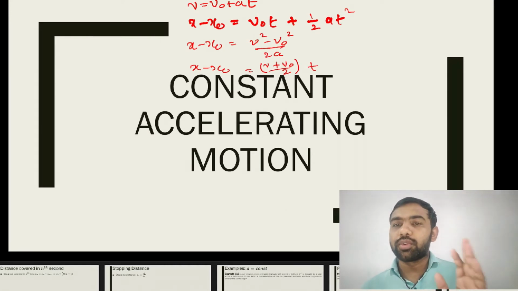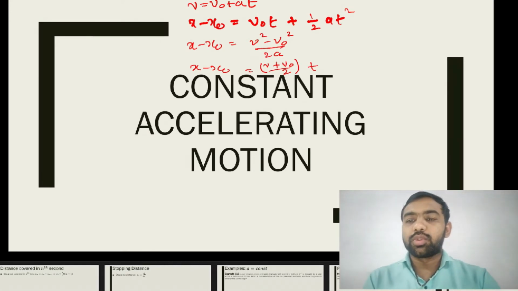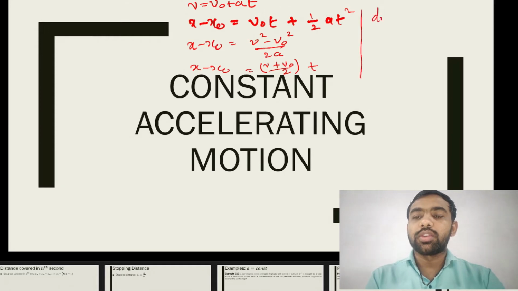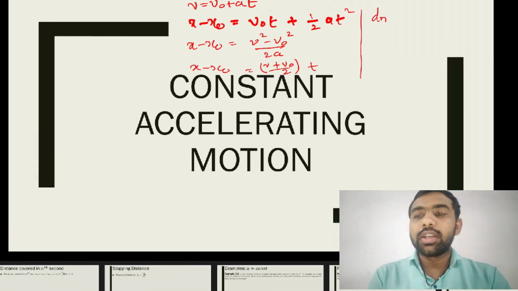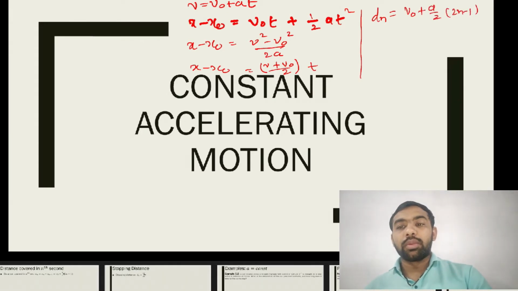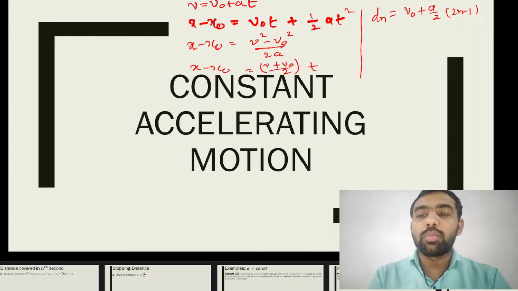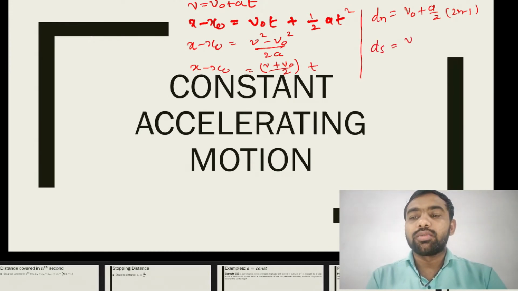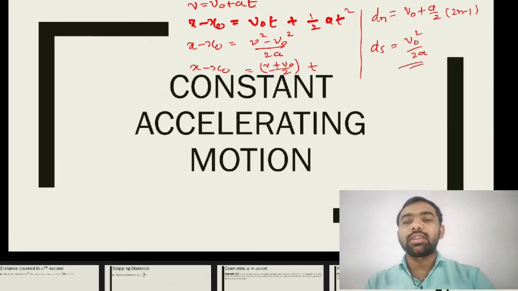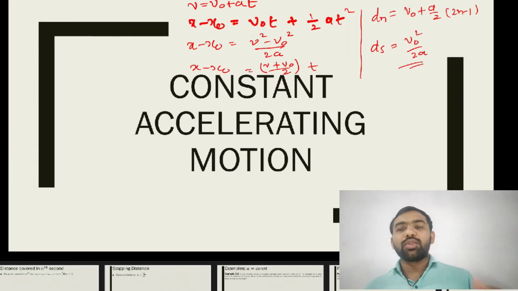So those are the first four equations of constant accelerated motion, and there are two more. The distance covered in the nth second, dn, is equal to v0 plus a by 2 into 2n minus 1, where n represents the nth second, meaning a particular second. And the stopping distance ds is equal to v0 square upon 2a. So these are used in different examples. You must remember the different equations which are useful in examples. All of you must remember this.